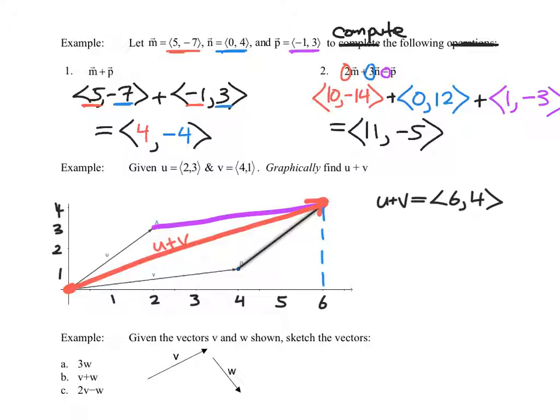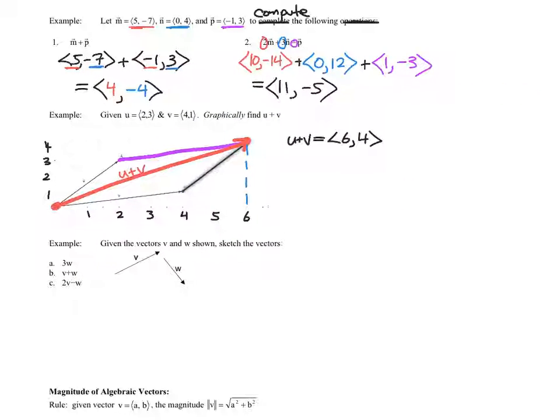So maybe it's not 2, 3 and 4, 1. Negate, I don't know, something like that, but maybe a little twist on it, maybe a scalar multiple involved, but it's going to be something very much along these lines. And so you can't get any better than that as long as you actually do your part and study it.